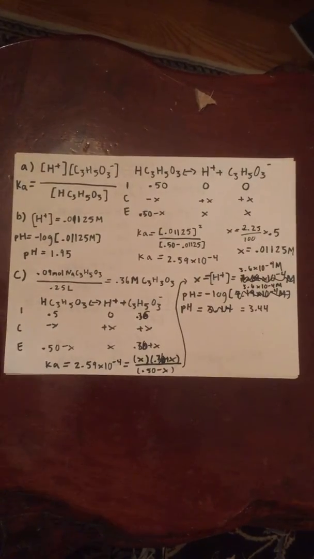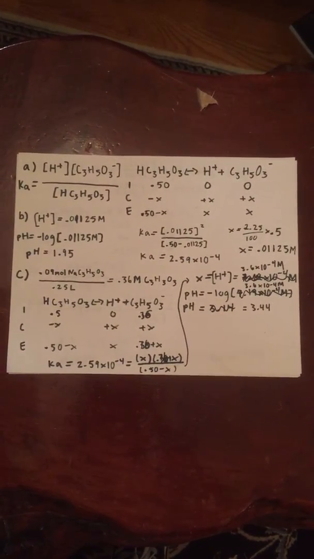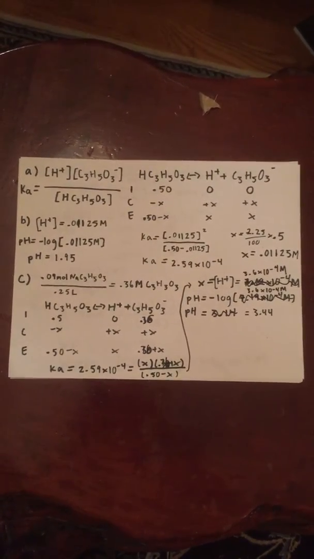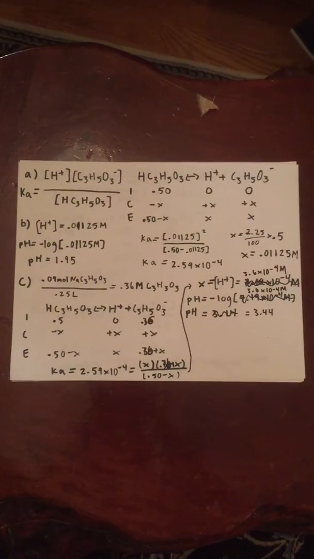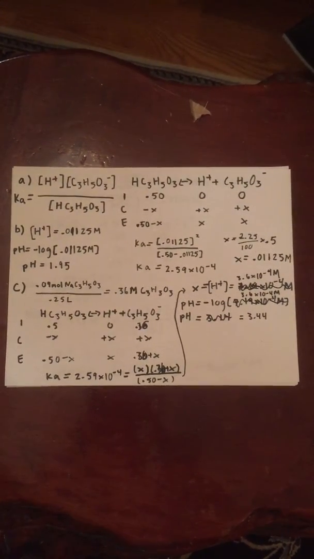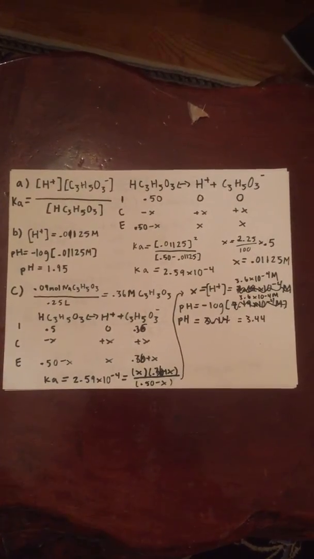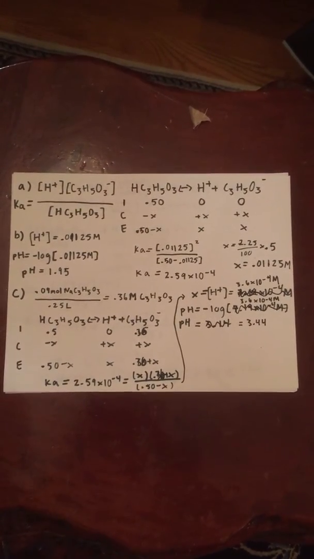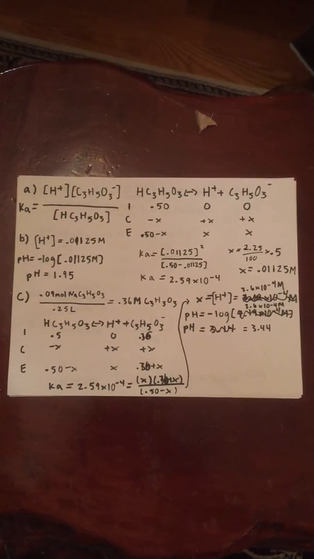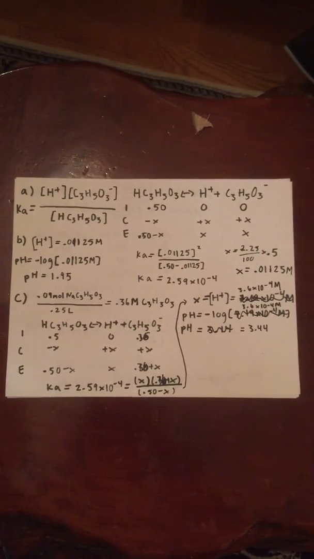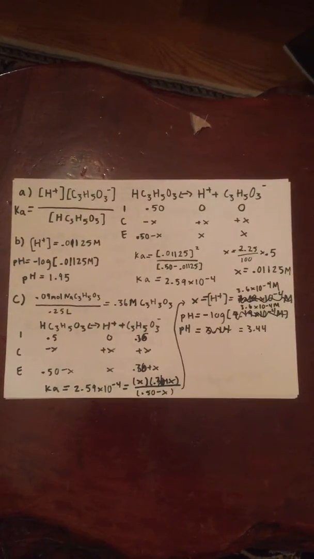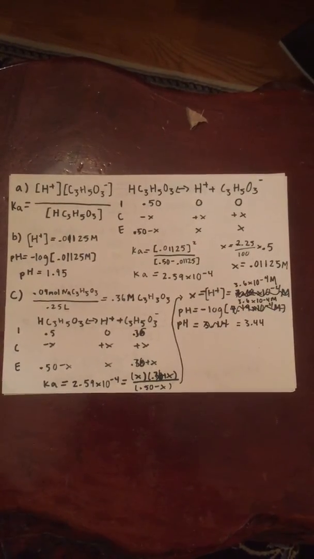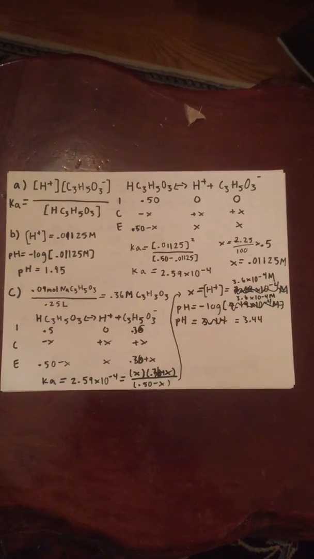So you know that the initial amount of HC3H5O3 that you have is 0.5, and then you have 0 H plus at this point, but now you know that you have a new molarity of 0.36 molarity of C3H5O3 minus. So then you do minus X, plus X, plus X, and you get 0.50 minus X for your final HC3H5O3. H plus you get X, and C3H5O3 minus you get 0.36 plus X.